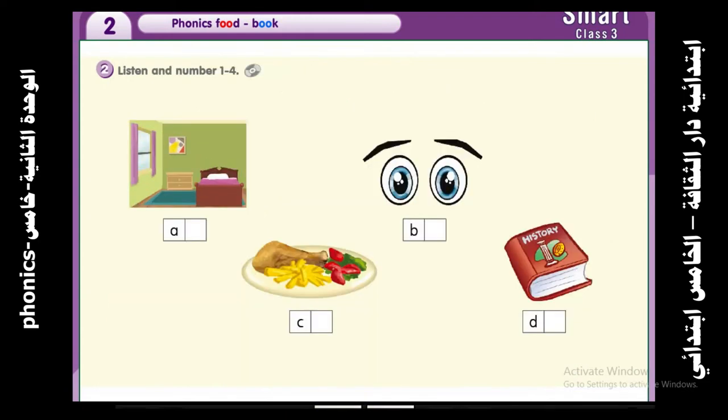Okay, let's move to the next activity, which is a listening one. Listen and put the numbers. Do you know how we put the numbers in order?